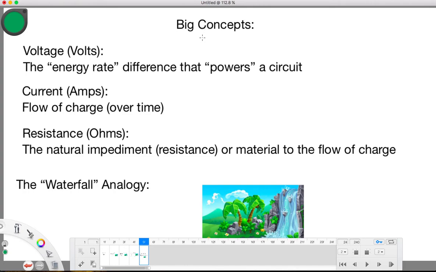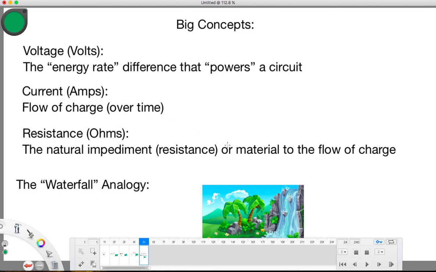So the big concepts that I'd like you to take away would be the idea that voltage is the difference between the energy rate of two points that powers a circuit. So the voltage of a battery tells us the difference between the two terminals, and the bigger that difference, the stronger the flow of charges will be. The actual flowing of those charges is known as current. So if I want to know the current, I count how many charges pass by over a given amount of time, and that will give me my current in amps. Resistance is the natural impediment of a material to the flow of charge. It takes those charges, slows them down, and converts that energy into something else.